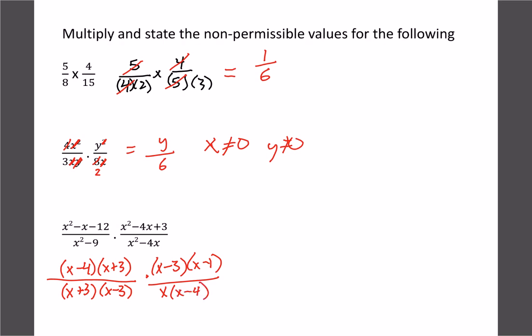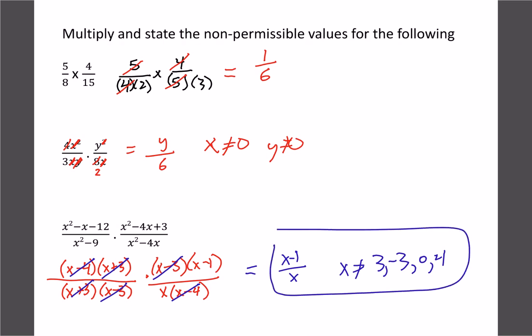So we've got all of our factoring done, so now we're ready to cancel. We can see lots of stuff cancels. We have a plus 3 top and bottom, a minus 4 top and bottom, and a minus 3 top and bottom. And that's it. All of that will simplify down to x minus 1 over x. And our non-permissibles go across the bottom. We have 3 and negative 3 for the first fraction, and 0 and 4 for the second fraction.